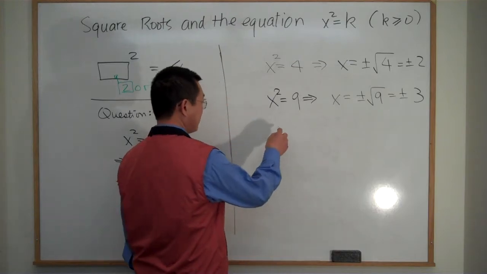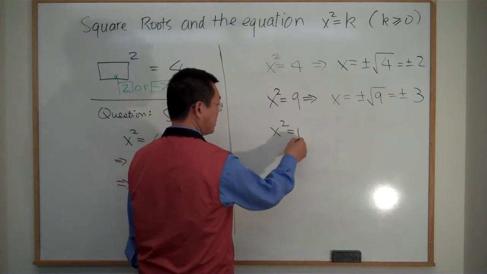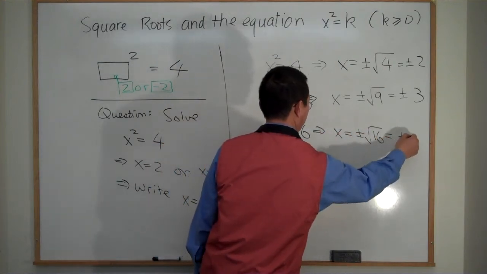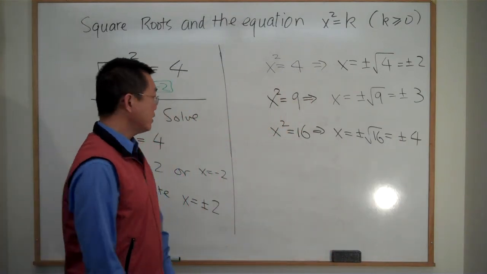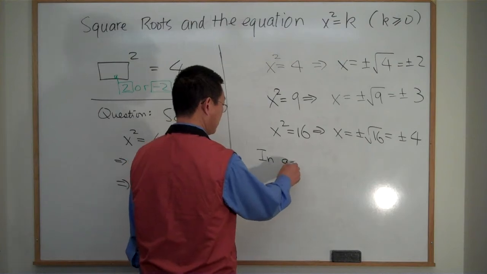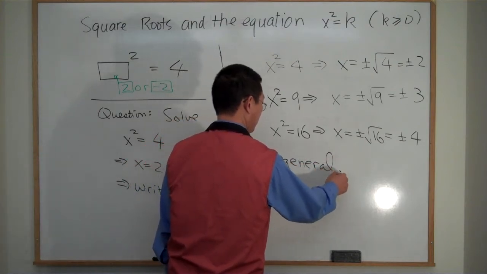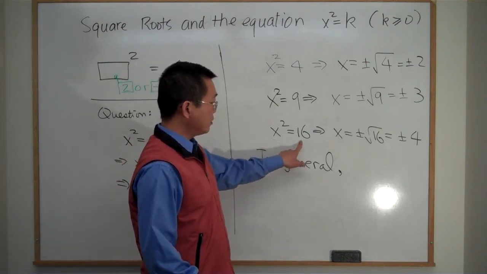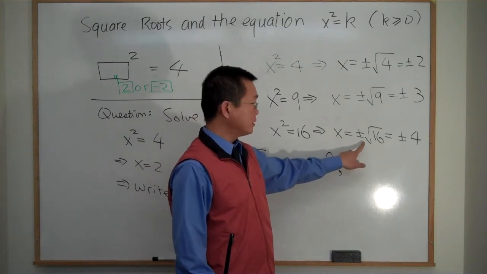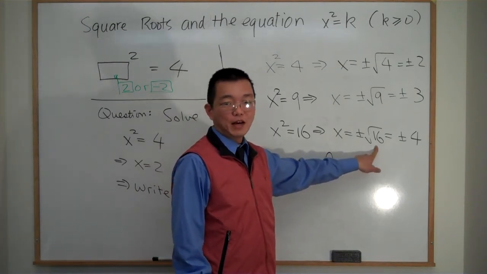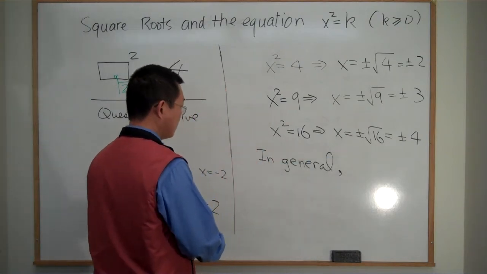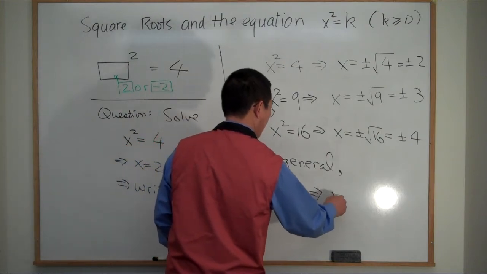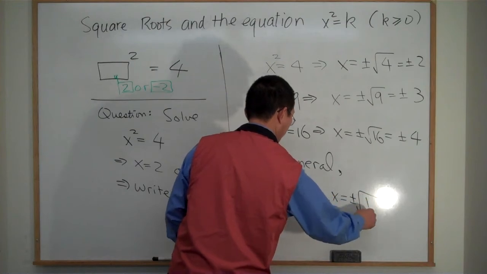Now, if we write down another, you pretty much get the idea. If I have x squared equals 16, then x is plus minus square root of 16, which is plus minus 4. Now in general, we would like you to observe that if x squared equals a certain number, then x is always plus minus the square root of that particular number. So if we have an equation x squared equals k, then x should be plus minus square root of k.